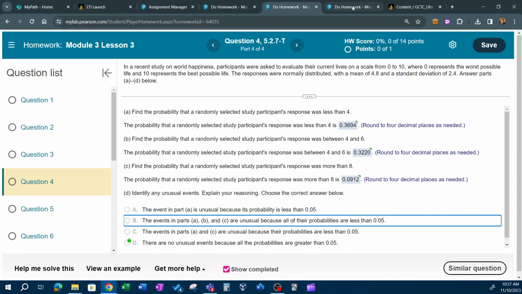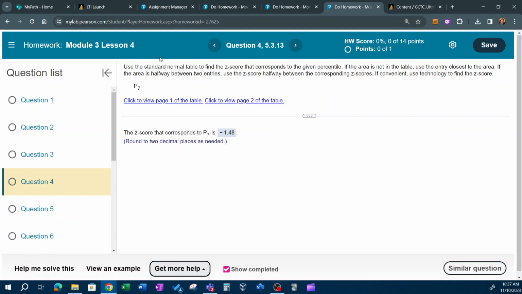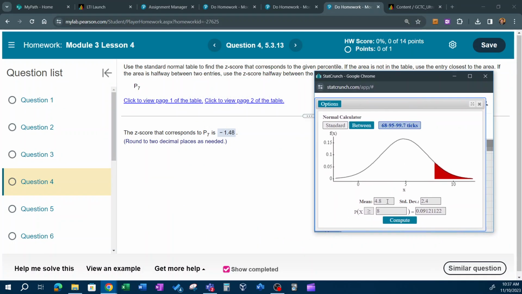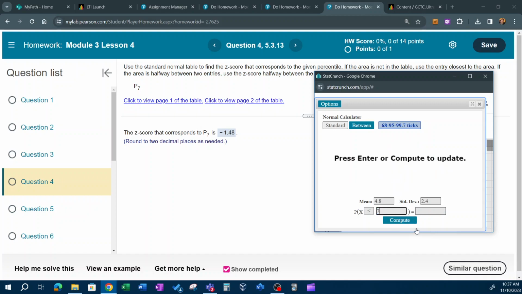So this last part, lesson 4, it says, use the standard normal table to find the z-score that corresponds to the given percentile. Percentile, what does that mean? If you remember from Module 2, percentile is the amount of data, or the percentage of data, that's to the left of your boundary. So that means you need to choose to the left. In this case it's the 7th percentile. That means that 7% of the data is to the left of your data point.